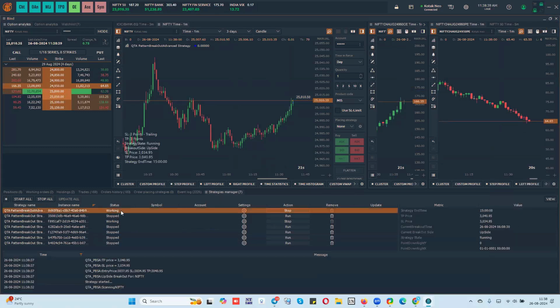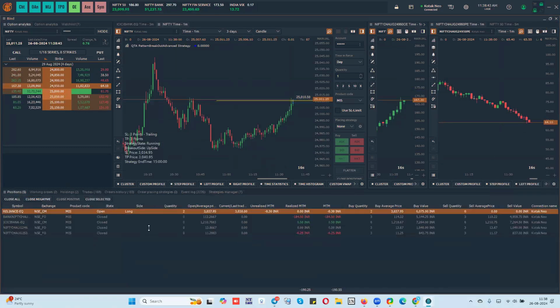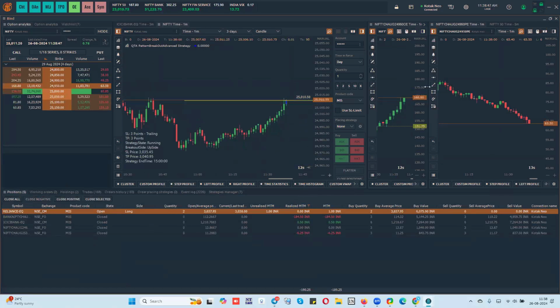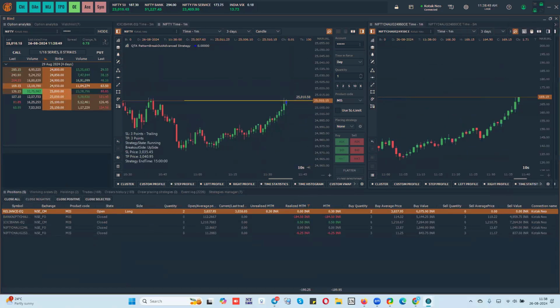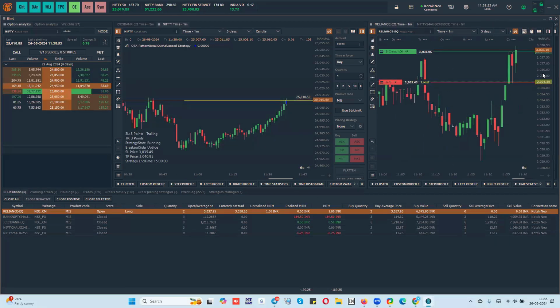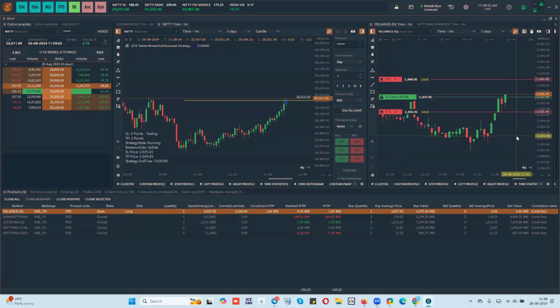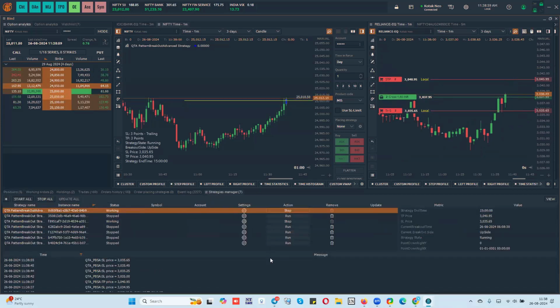The strategy is working, and it bought 2 shares of Reliance. So you can see it bought 2 shares of Reliance on a breakout of this. And if I go to the Reliance chart, you will see the stop loss and take profit placed automatically. So you can see what exactly is happening in the strategies manager. Strategy is working and the stop loss has started trailing upside.